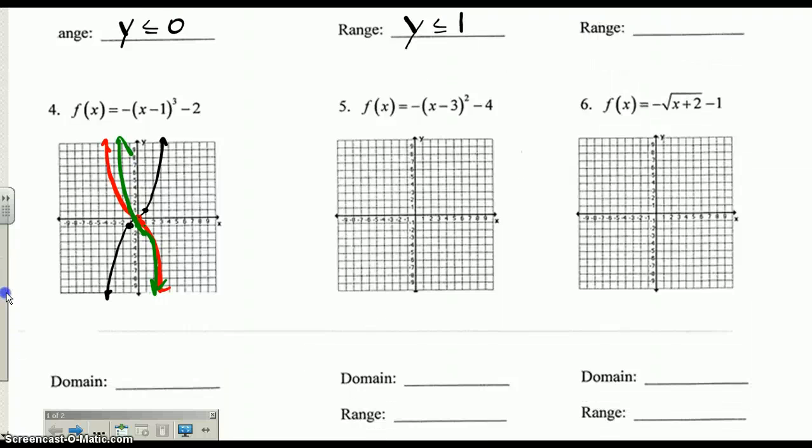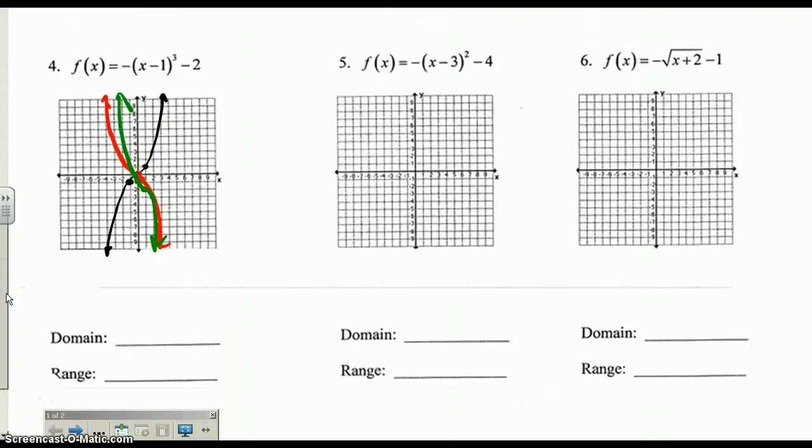The domain and range, all possible x values. If you look at it, it's all reals here. And the range is the same idea. Look at those arrows going positive and negative infinity. Okay. Let's do one more on this side.